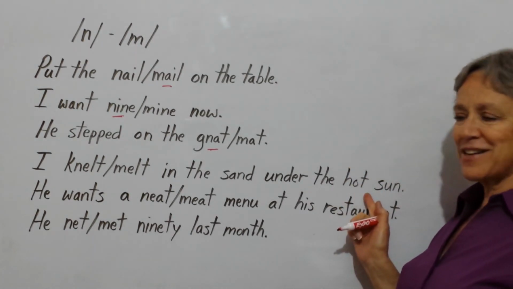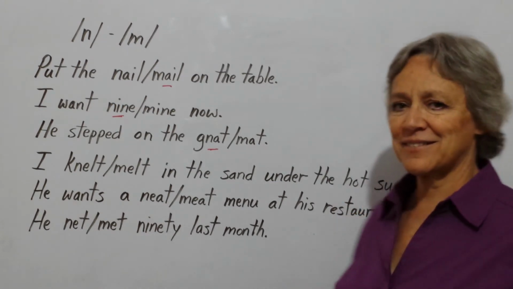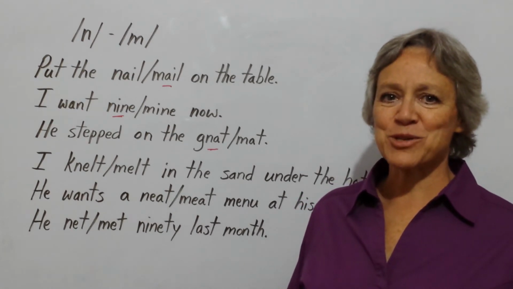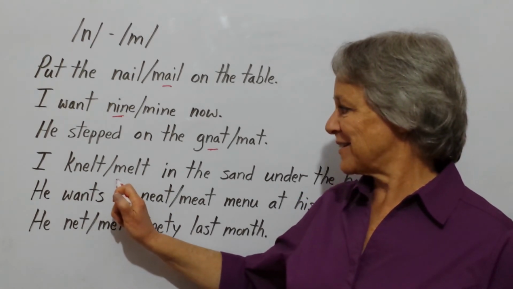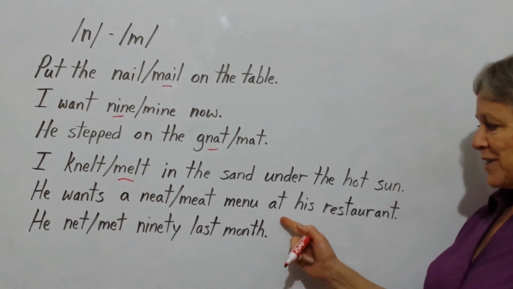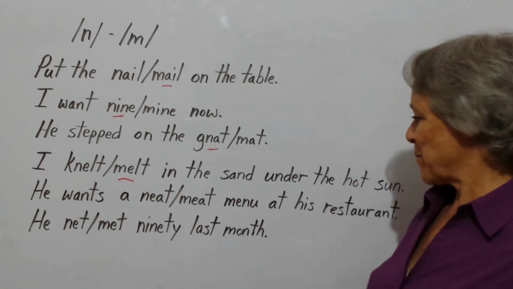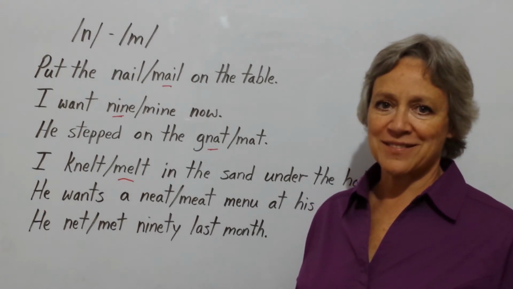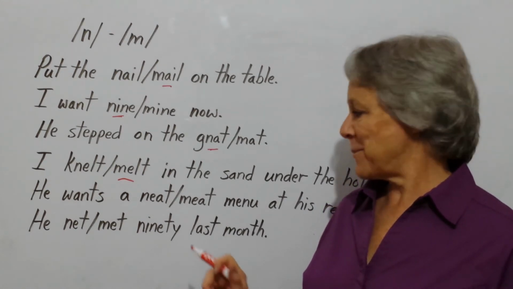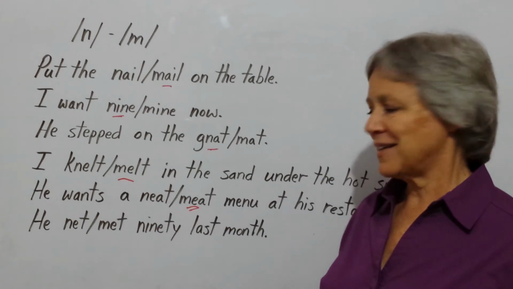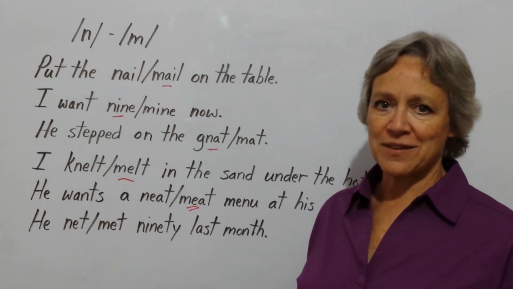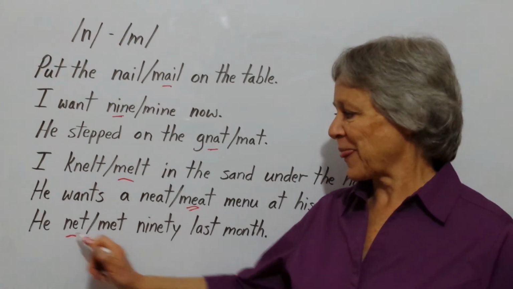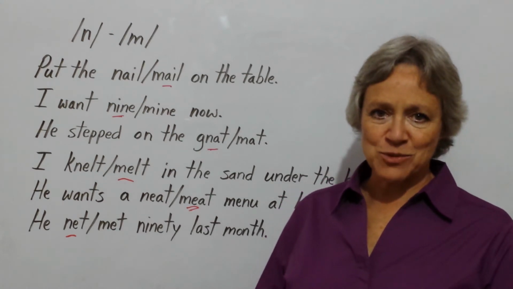The rest of it says under the hot sun. I melt in the sand under the hot sun. Which one? Melt. Okay? This part says at his restaurant. Okay? He wants a meat menu at his restaurant. Which one? Meat. And he net ninety last month. Which one? Net. Okay. Okay, now I will read the sentences with the answers.